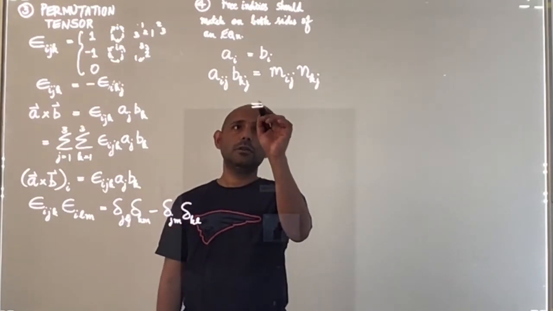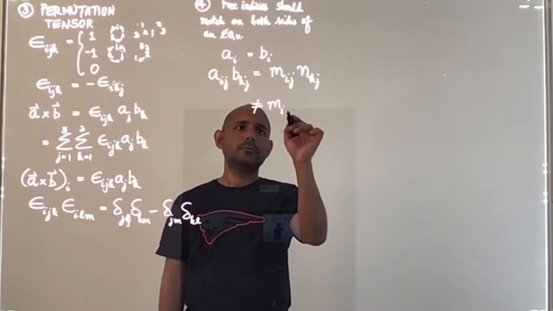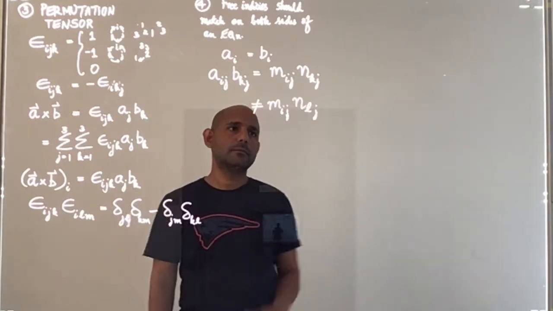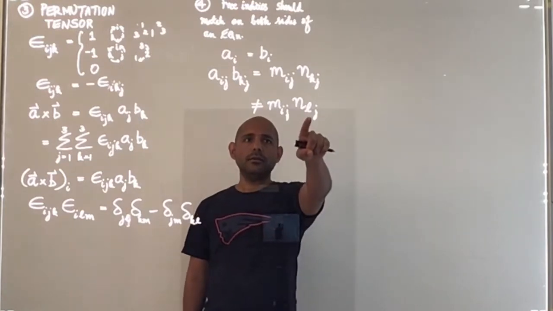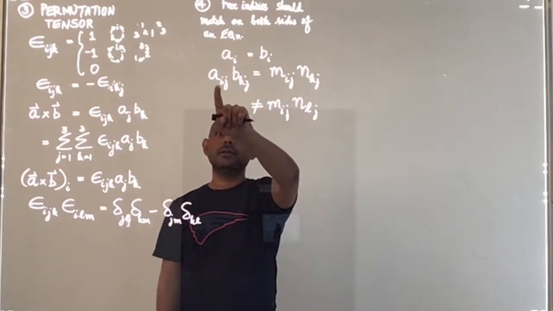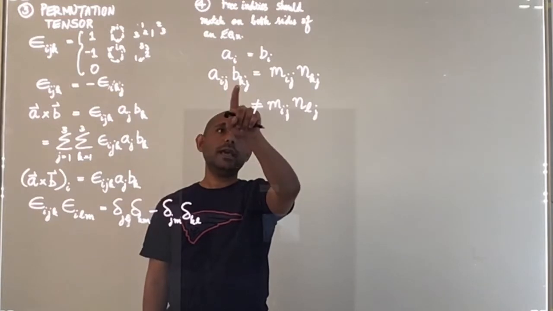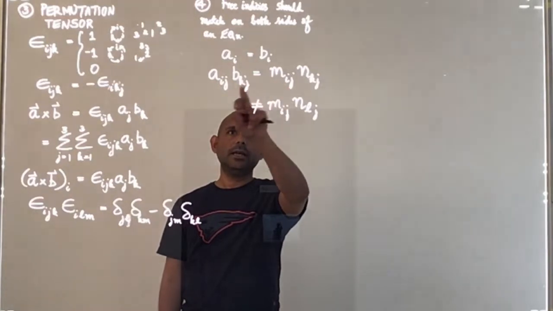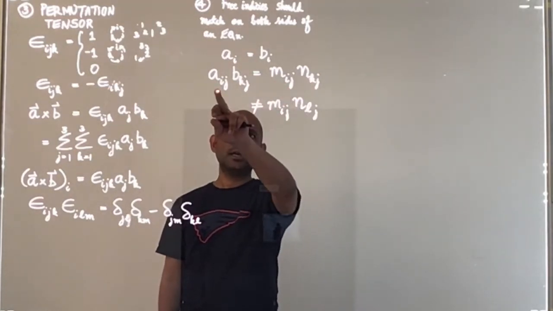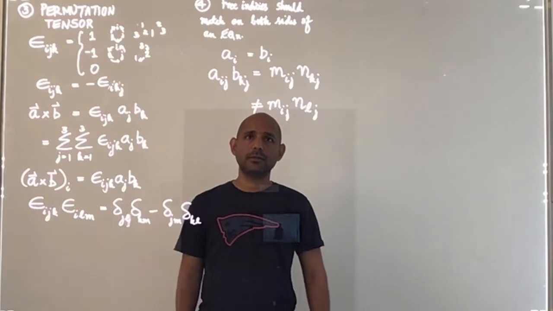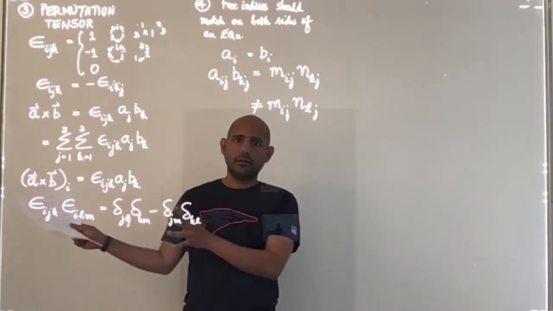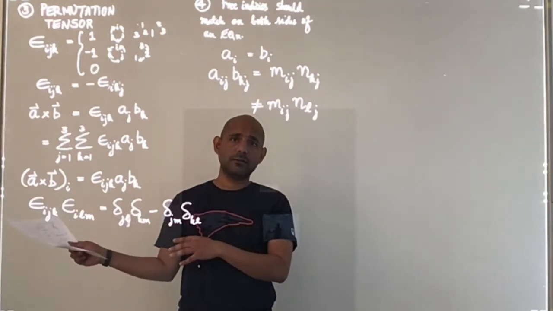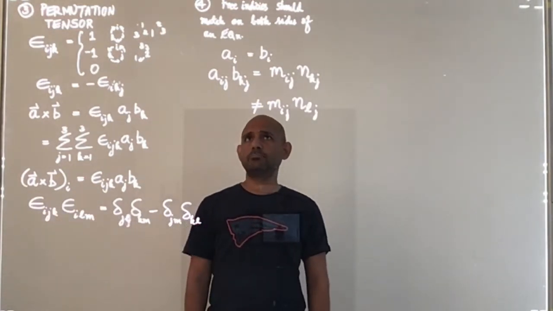This is not equal to Mij and Nlj. Okay? This L is floating on the right hand side. This K is floating on the left hand side. Here the I matches I, but K doesn't match L, so you're in trouble. So this is not allowed. Basically, whatever free indices you have on the left, you can have more than one on the left, should match the ones on the right.